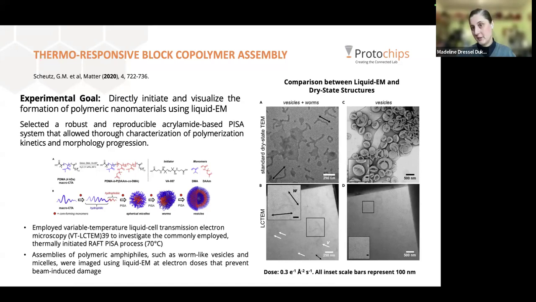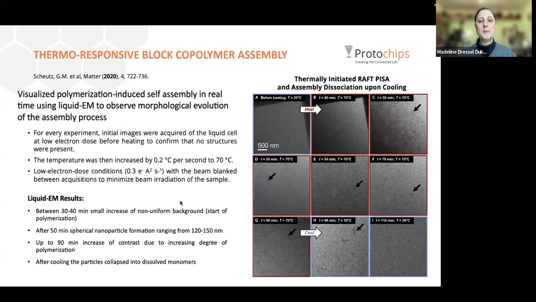They need to have the solution above 70 degrees in order to see the assembly of these polymeric amphiphiles that create these worm-like vesicles and then ultimately form into micelles. And so, of course, with these very low contrast soft materials, it's quite difficult in liquid, with the liquid thickness, to really get significant contrast. So they were able to visualize and watch the self-assembly.